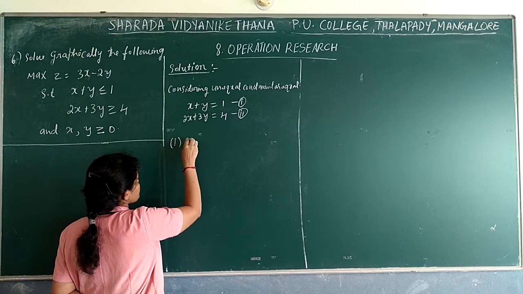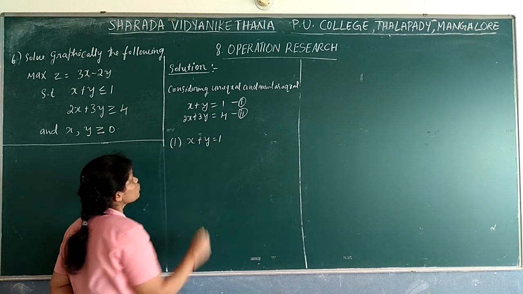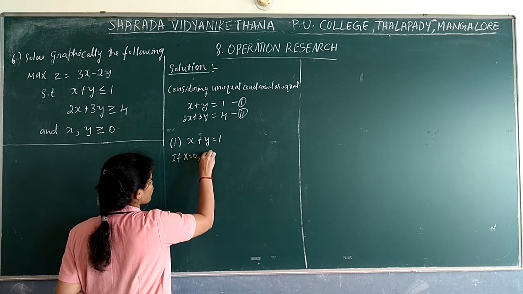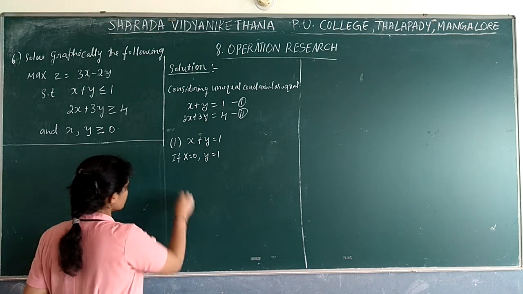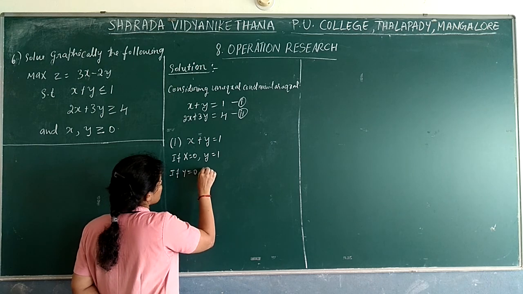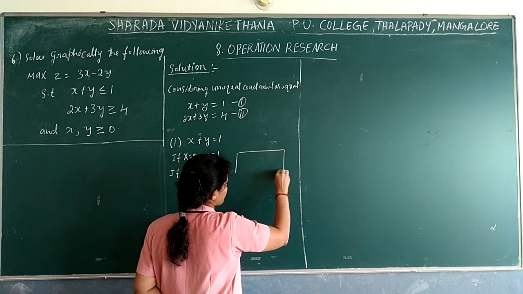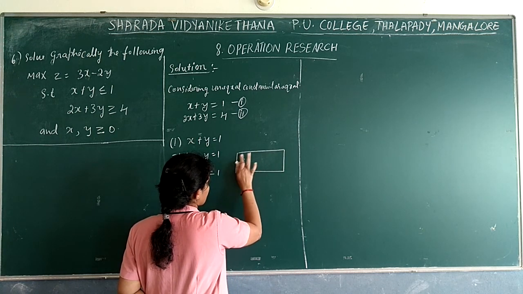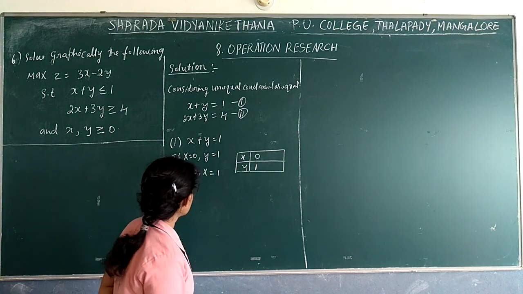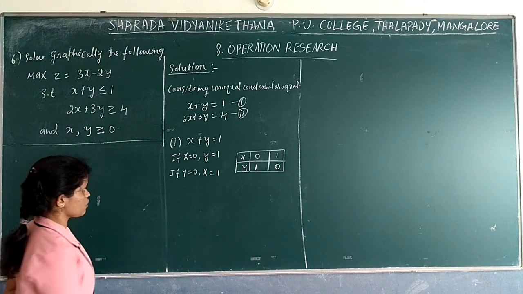Now find out the values for the equations. Take the first equation, that is x plus y is equal to 1. If x is equal to 0, y is equal to 1. Then if y is equal to 0, x is equal to 1. Write the values: x, y, 0, 1, and here 1, 0. This is from the first equation.